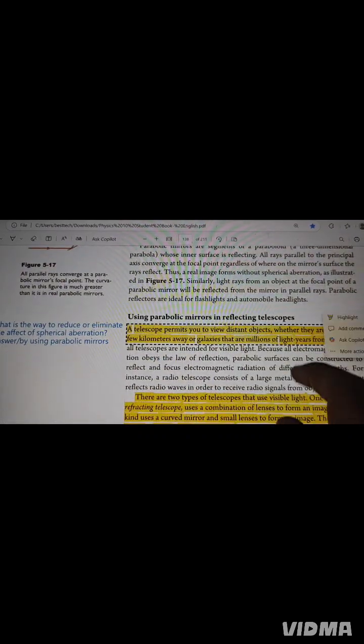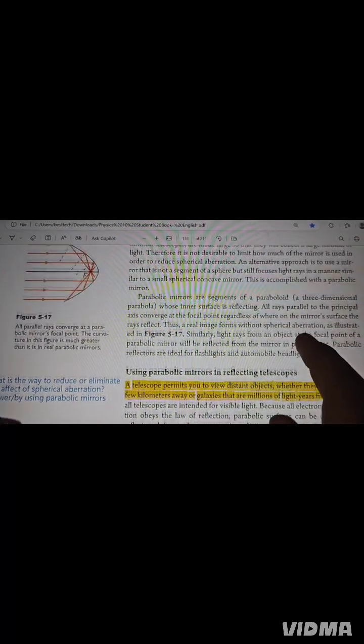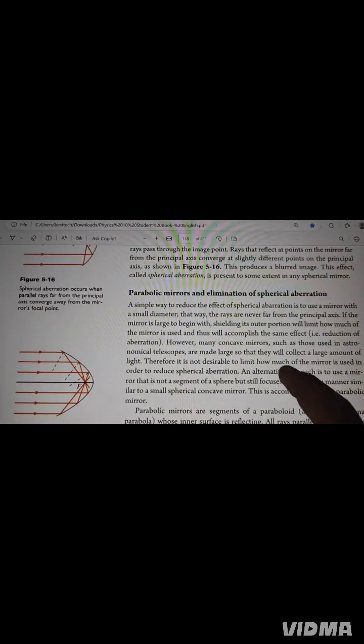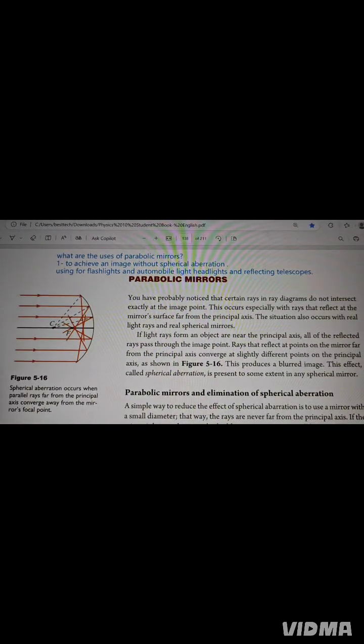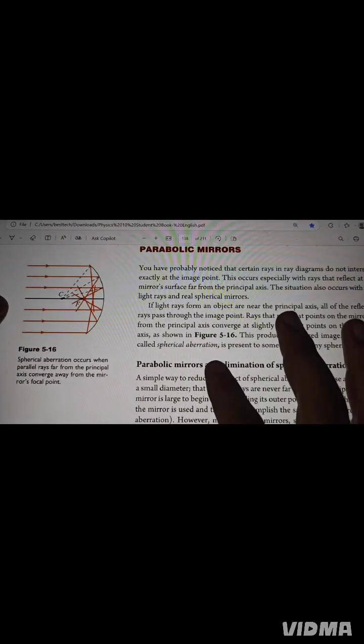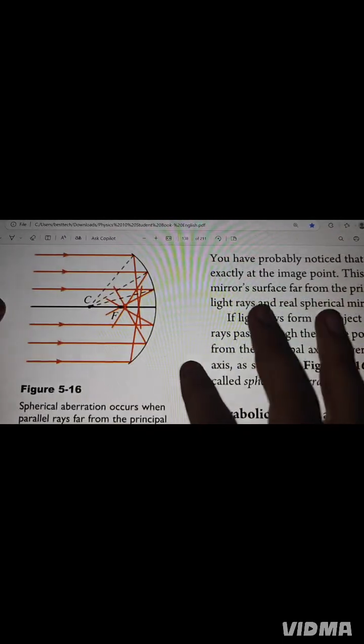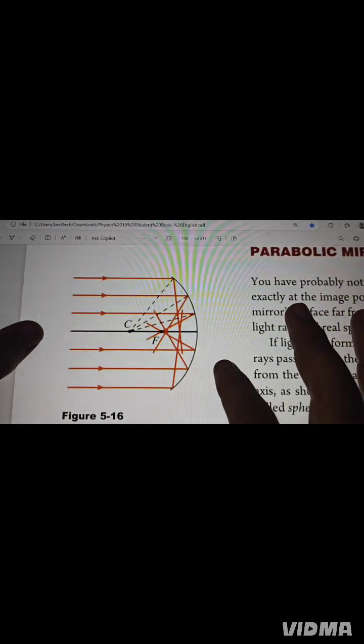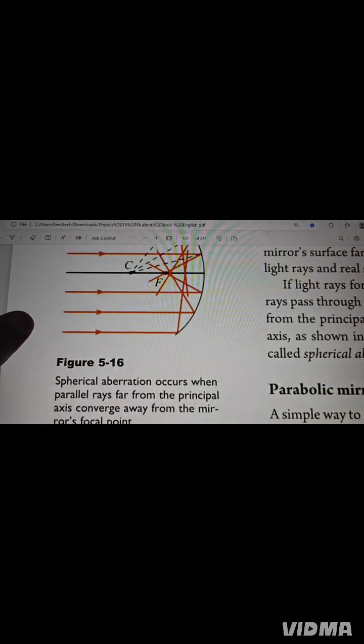In here we have one of the topics which is called spherical aberration. Look, what is spherical aberration? Students, only look at this picture. We have this spherical mirror.